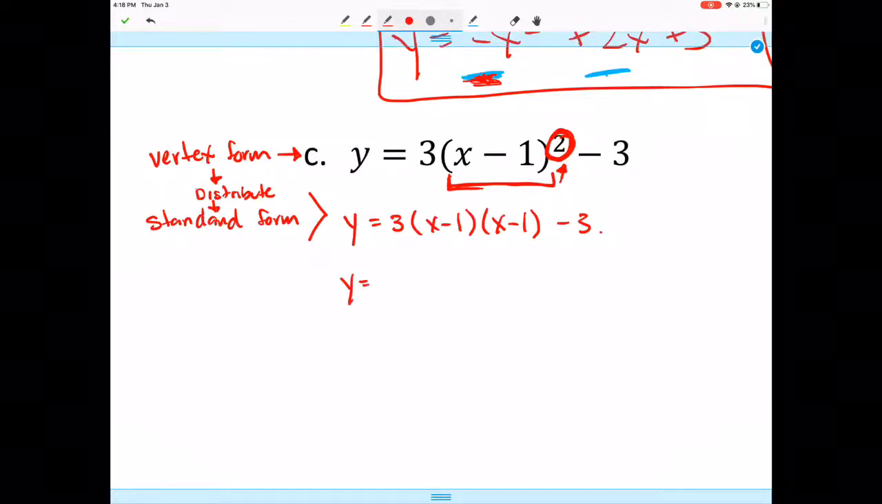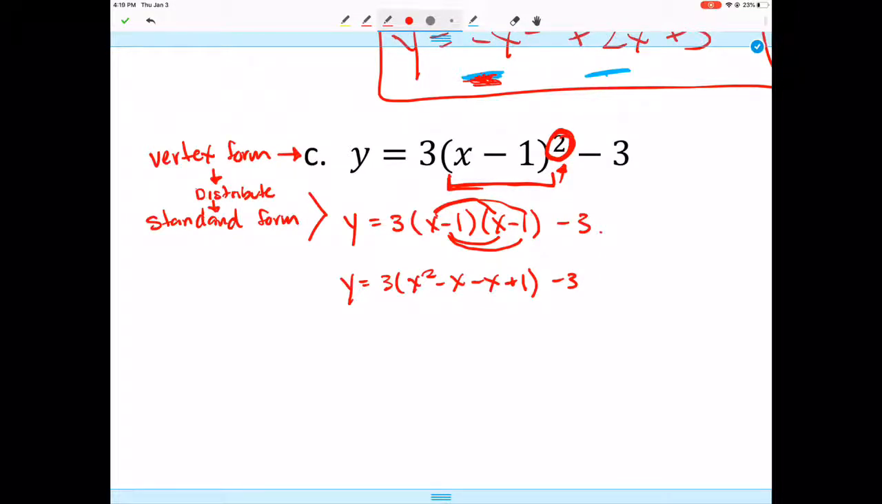So y equals 3 times, here we've got x times x, that gives us x squared. X times negative 1 gives us a negative x. We have negative 1 times x, that gives us a negative x. And negative 1 times negative 1 is a positive 1, minus 3. Okay, and then what we're going to do is combine like terms. And then we want to distribute that 3 to all 3 terms.